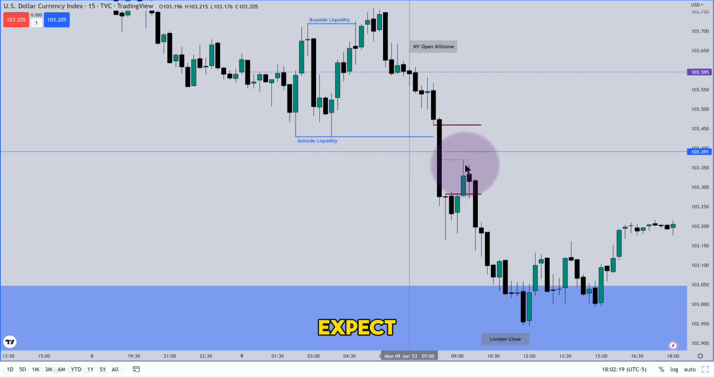So this is where you would expect the algorithm to kick in. It does, sells off, trades into the daily fair value gap on dollar index. And it closes the session, making the low of the day. You know, right at the end at noon, London close kill zone.